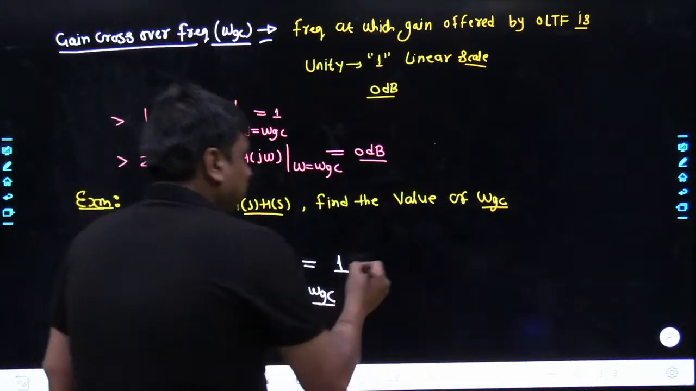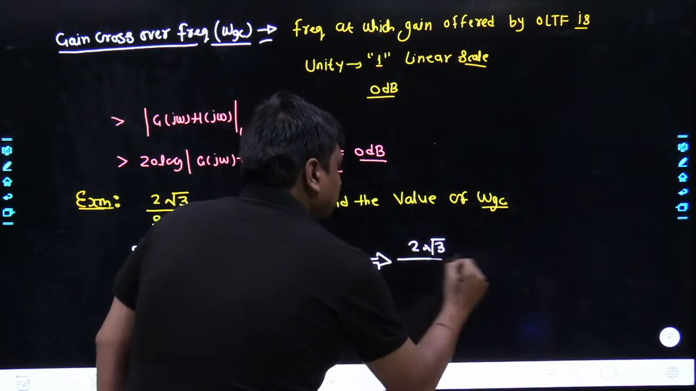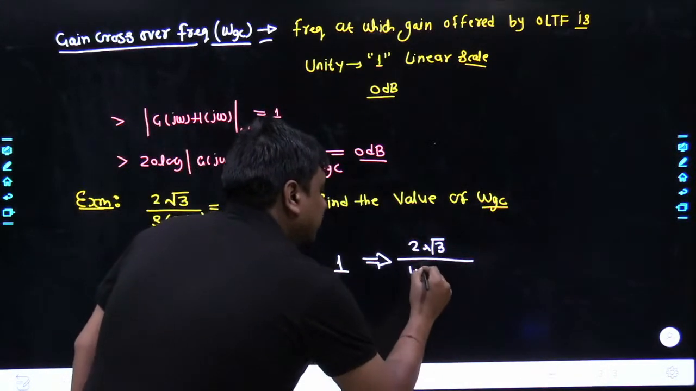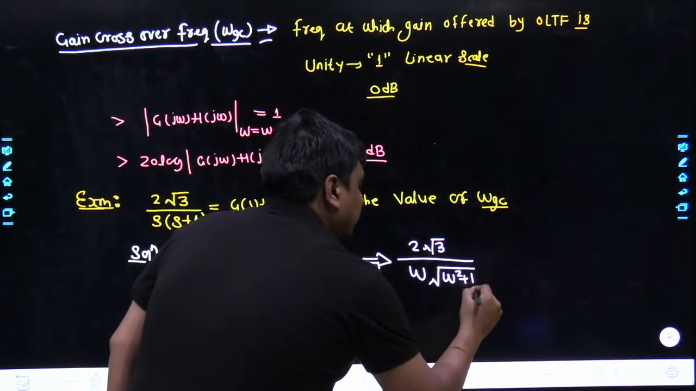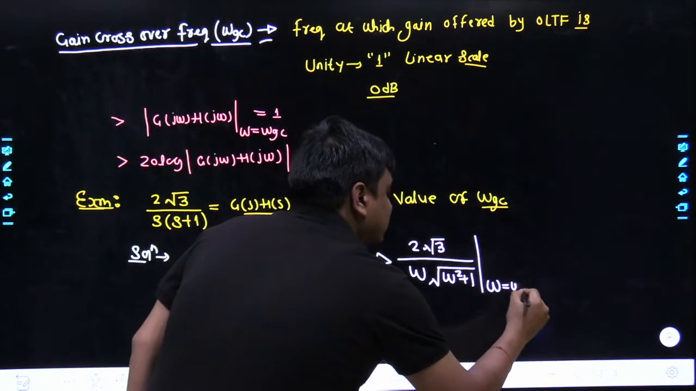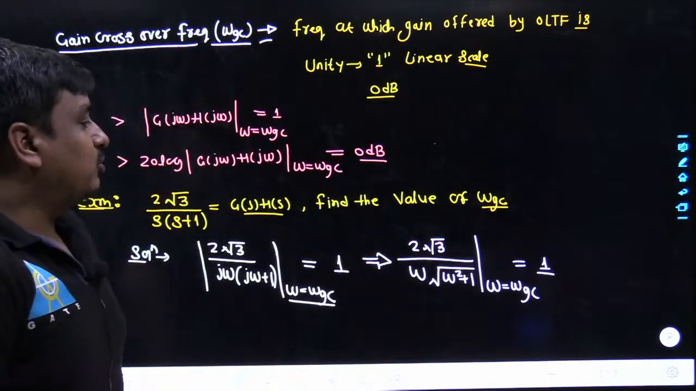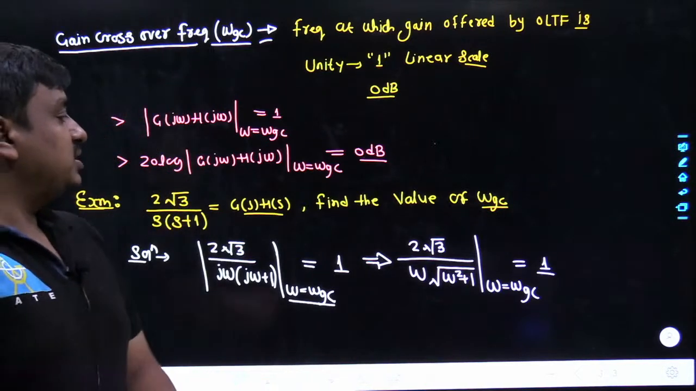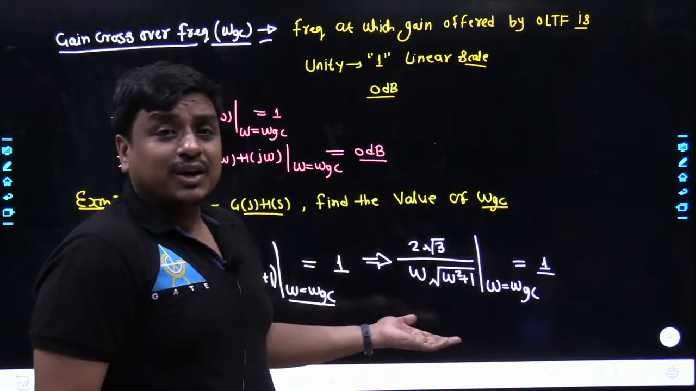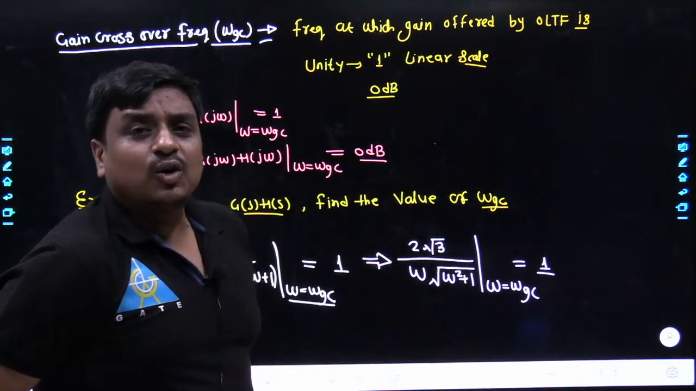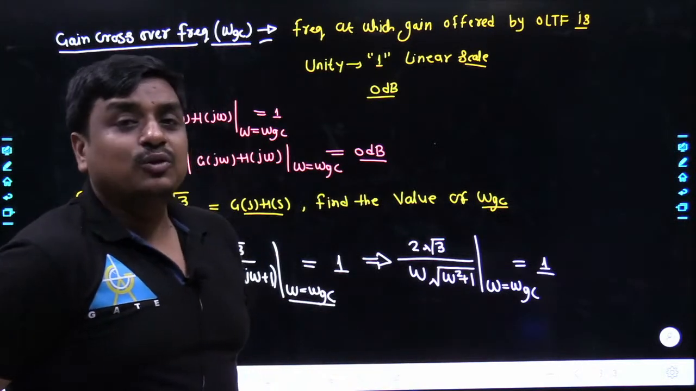So put together, it's simply going to be 2 root 3 divided by, the magnitude of j omega would simply equal omega, and here it becomes root of omega square plus 1. At omega equals omega GC, the magnitude would be simply equal to 1. May I know what would be the value of omega GC? Either you can shift the denominator towards the right hand side, it will make a quadratic equation, and from there you can get the answer of omega GC. That would be your first step. Or otherwise, with the help of hit and trial method also, you can get the value of omega.